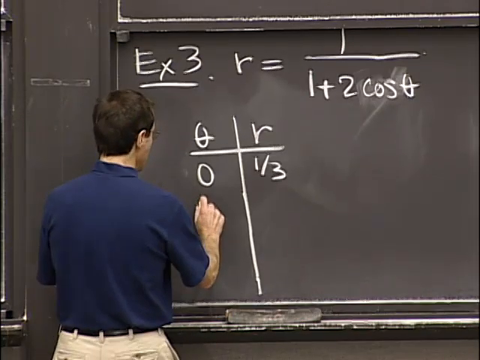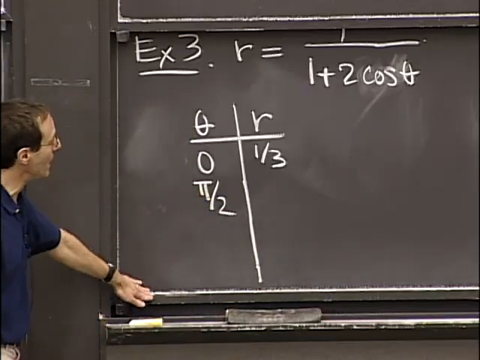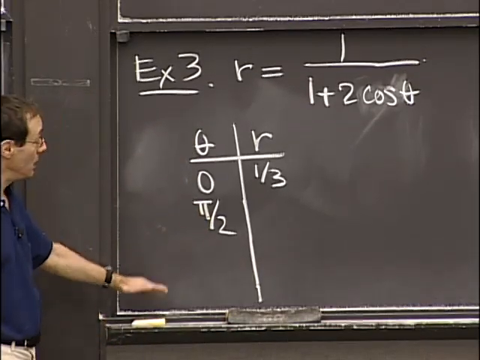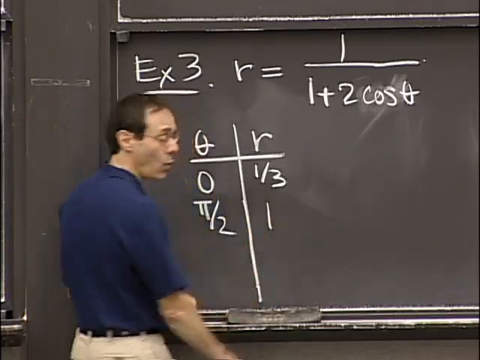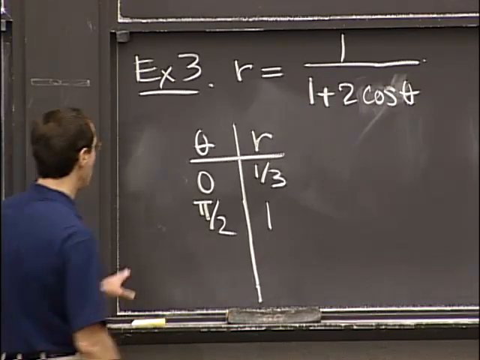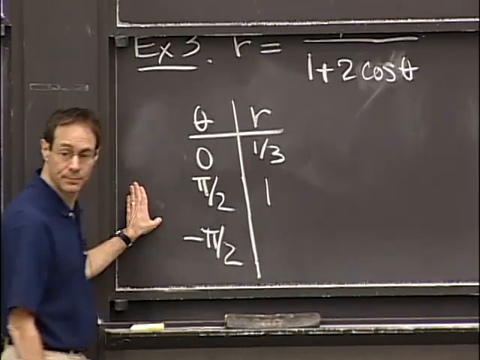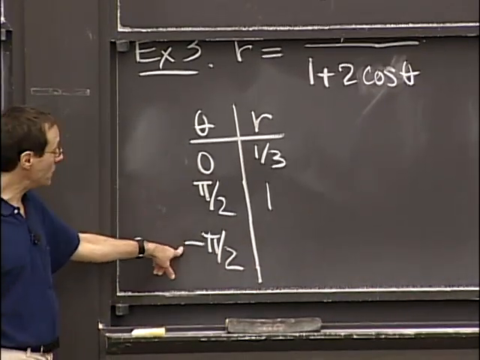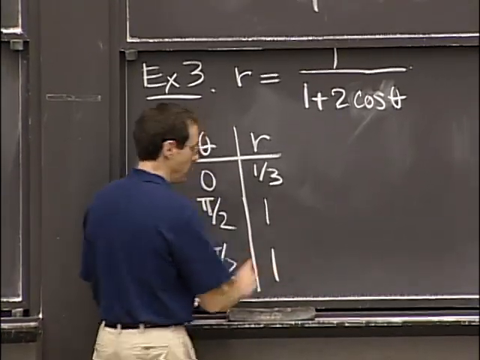If θ, I'm going to make it easy. We're not going to do so many. I'm going to do π/2. That's an easy value of the cosine. Cosine of π/2 is 0. So that value of r is 1. And now I'm going to back up and do minus π/2. Minus π/2, again, cosine is 0, and r is 1.